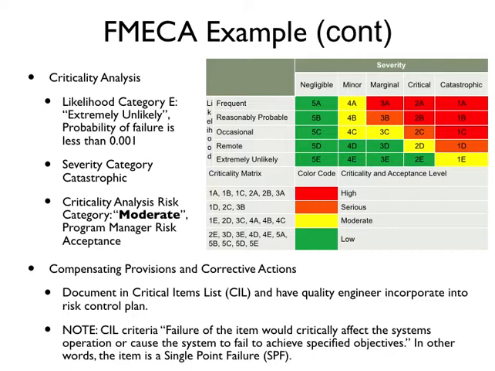As I've already mentioned, it had a likelihood value of E, which is extremely unlikely, and catastrophic severity, so it results in a moderate level of risk. They noted the compensating provisions and corrective actions, which in this particular case is just one: to document the connector, the actual component, in the critical items list. When it goes in the critical items list, it gets managed separately and has a higher level of scrutiny. But it doesn't actually do anything to the design.